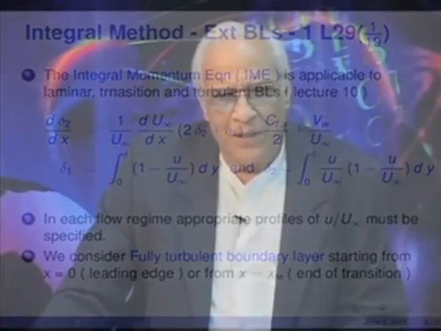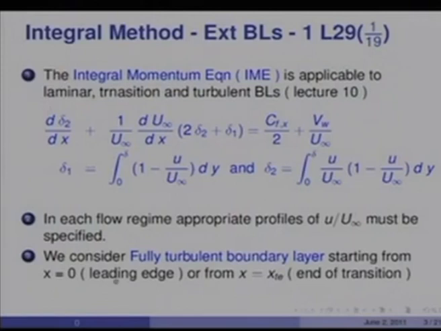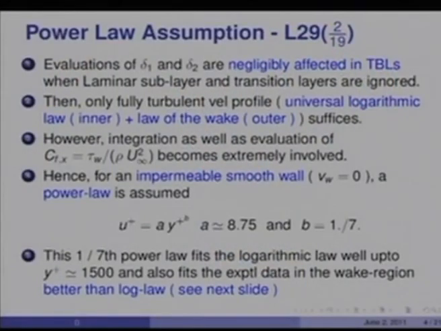So, before going to complete laminar, transitional and turbulent boundary layers, what I am going to do first of all is to consider only a fully turbulent boundary layer as if it was originating from x equal to 0, that is the leading edge. For example, if the leading edge was rough, then there is no possibility of laminar flow developing immediately, and the flow becomes a turbulent boundary layer right from the origin itself. On the other hand, it may originate from the end of transition with a finite thickness of the boundary layer, but that case we will see a little later. So, let us turn our attention on the next slide to the issue of calculating delta 1 and delta 2.